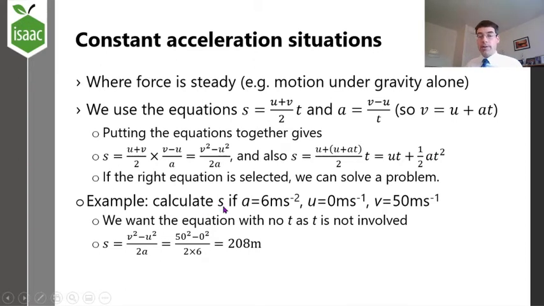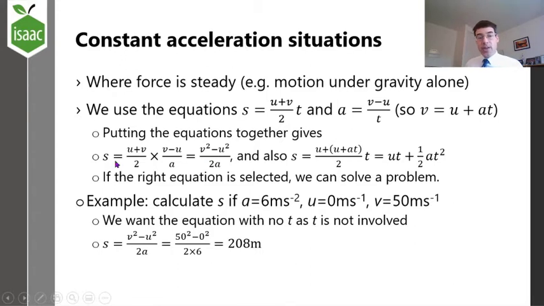So here we go, calculate the displacement if we're accelerating from rest to 50 meters a second with an acceleration of 6 meters a second every second. Notice that we've got A, U and V. We want to know S. The quantity that we don't care about is T. There is no involvement of time anywhere here. So that helps us choose the equation. We look for the equation that's got no T in it, and that's this equation here.